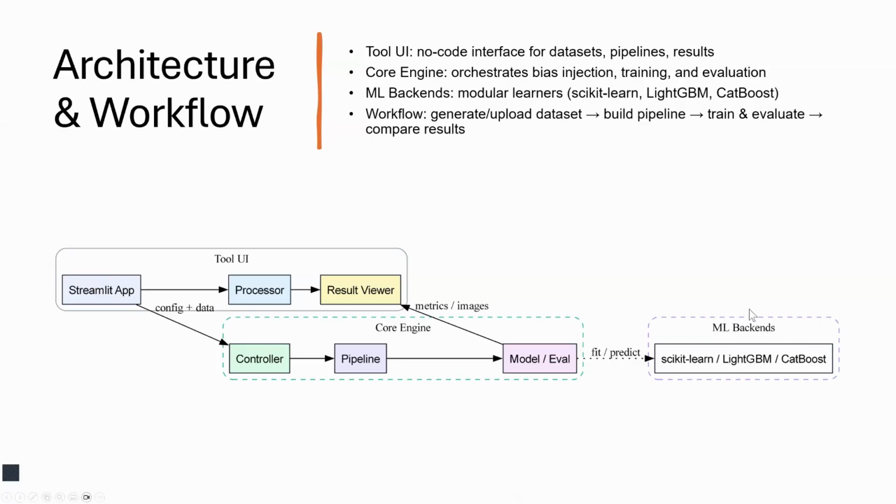At the bottom are the machine learning backends. These include models supported by scikit-learn and other gradient boosting models such as LightGBM and CatBoost. They plug into the engine so users can try different models very easily.